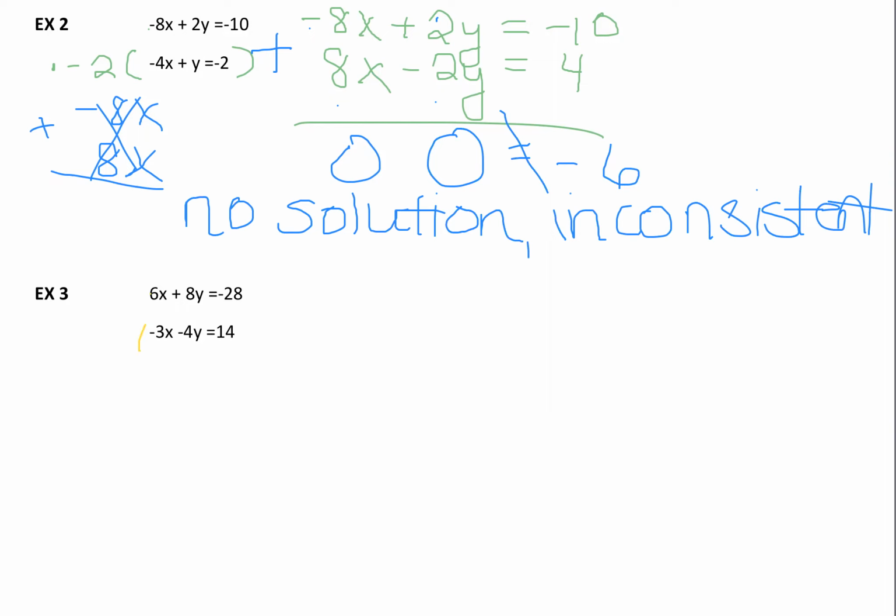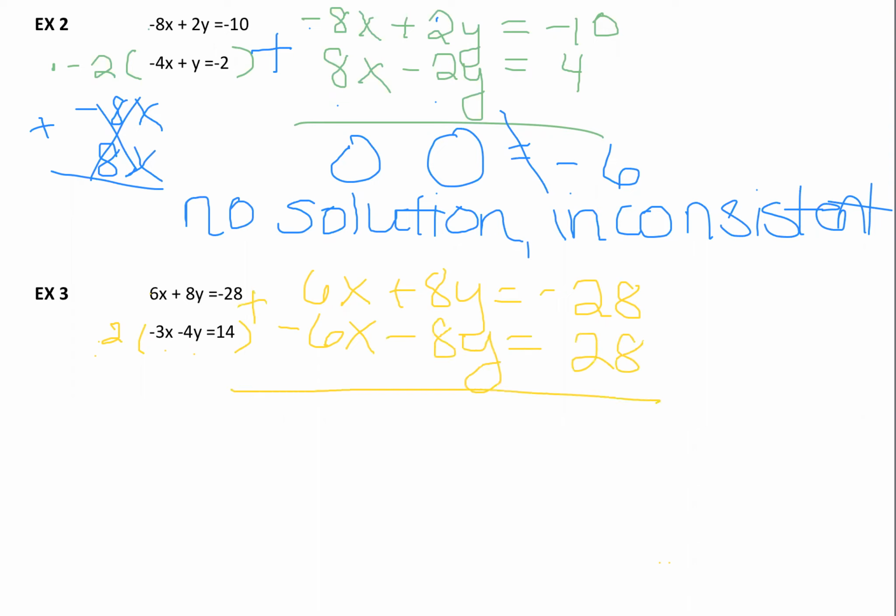All right, 6 to -3, so I'm going to multiply by 2. So that leaves me with 6x plus 8y equals -28. All right, so 2 times -3 is -6. That's why I multiplied by it. I wanted those to cancel. But 2 times -4 is also -8, and that is 28.